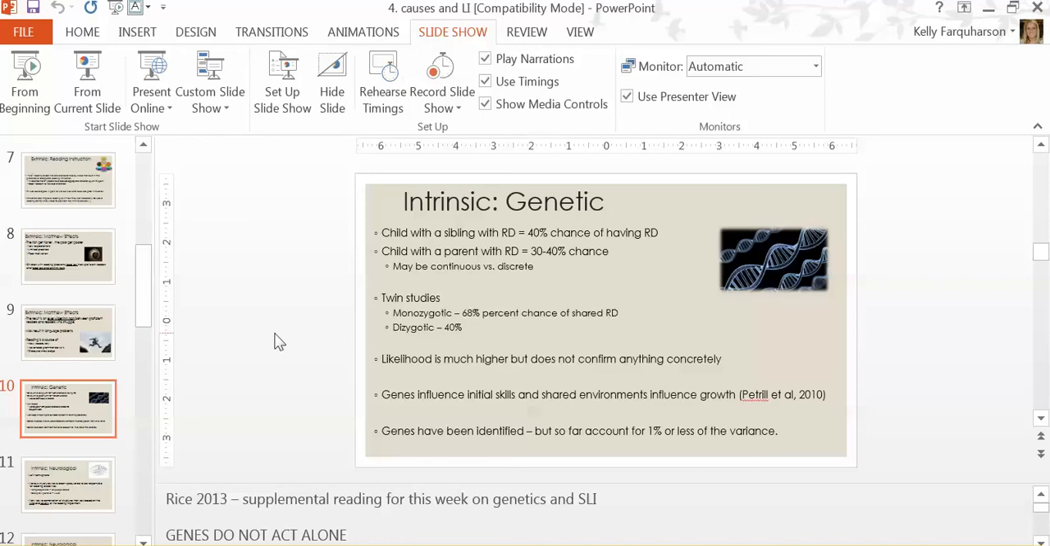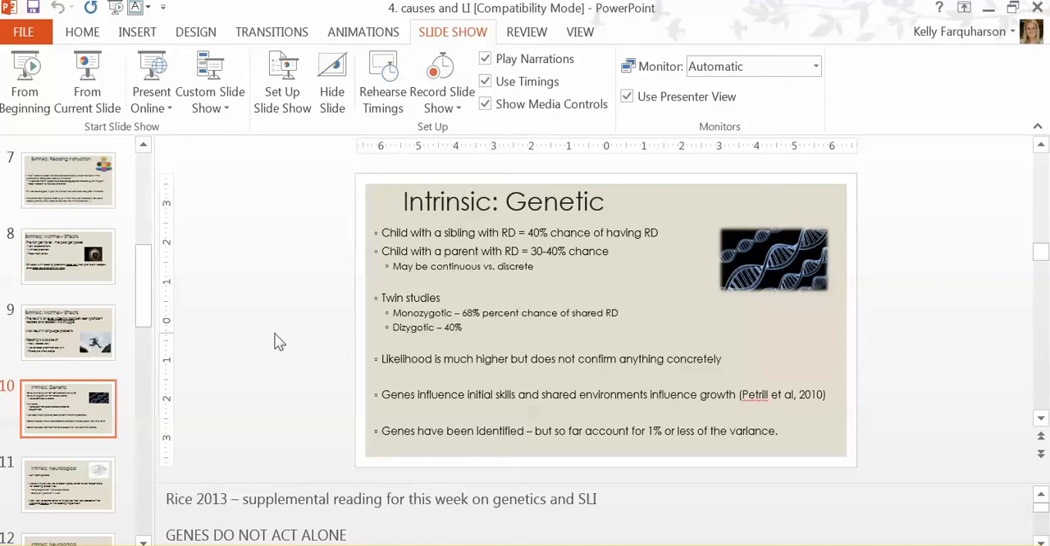Steve Petrill at Ohio State has done a lot of great work. He has a huge database of twins. I can't remember how many pairs of twins, but I think there's something like 300 or 600 pairs of twins. He's looked at how genes influence skills, and he has found that genes do influence initial skills, but shared environment is truly what influences the growth.